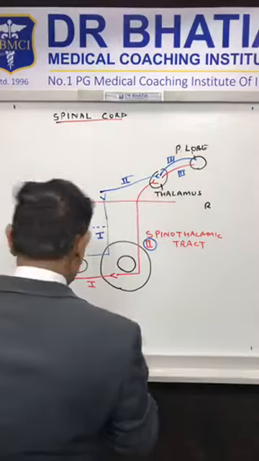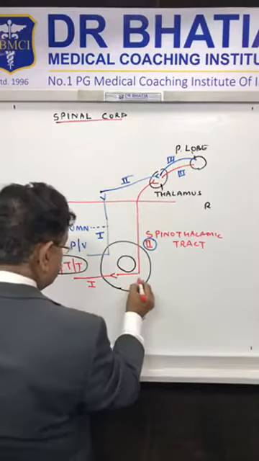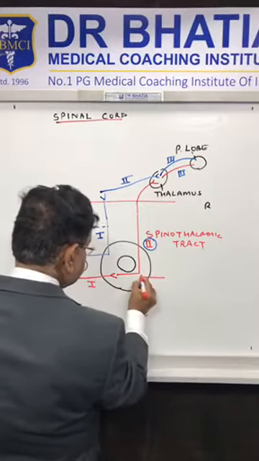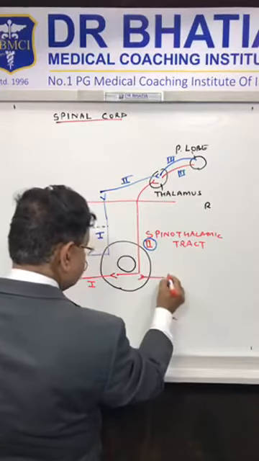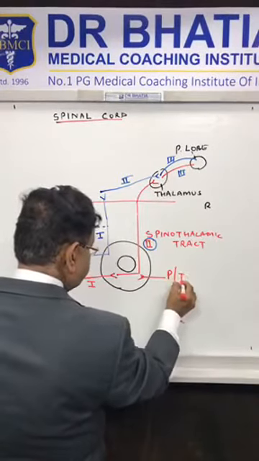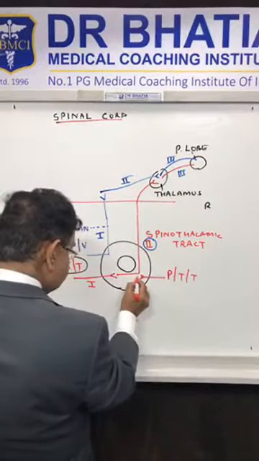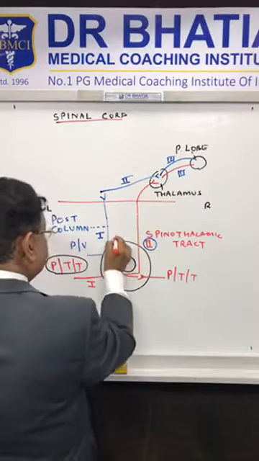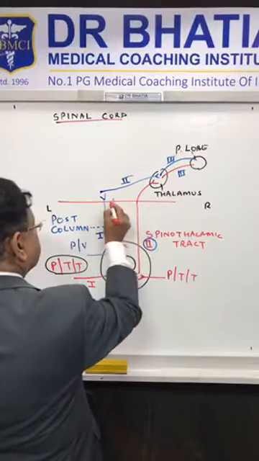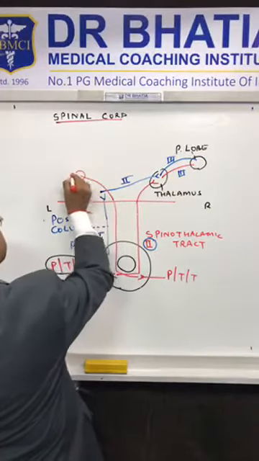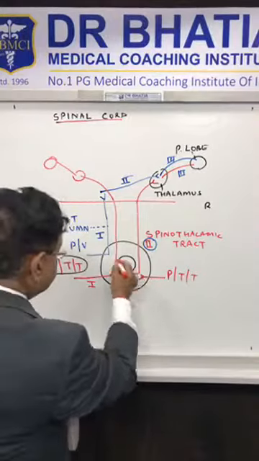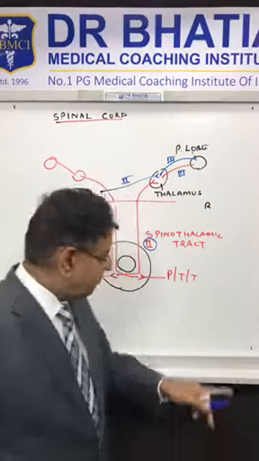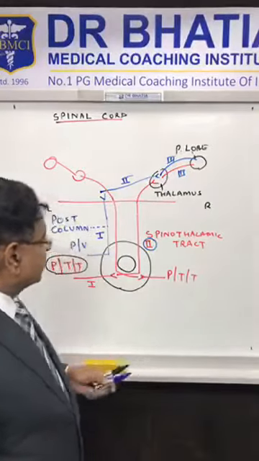Now here is the pain, touch, temperature of the right side. Pain, touch, temperature go to the other side, travel upward, go to the thalamus and then to the parietal lobe. Same story, a symmetrical story regarding sensation of pain, touch, temperature of the right side.